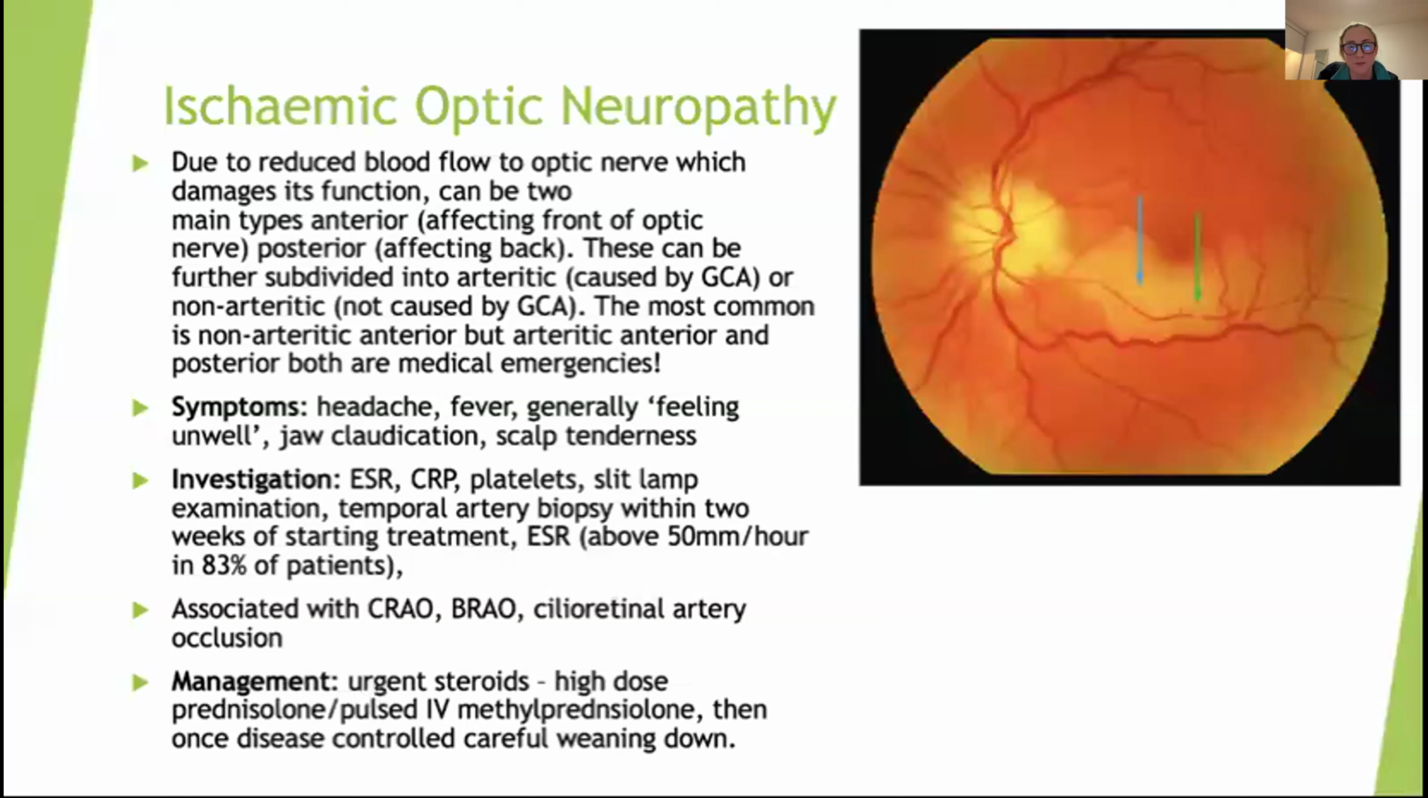So then this is the classical, what you might see on fundoscopy, you get a swollen optic disc. It might look a bit pale, and you might also get RAPD as well. And you can see the arrows pointing to the little notches in the artery, the lots of vessels.